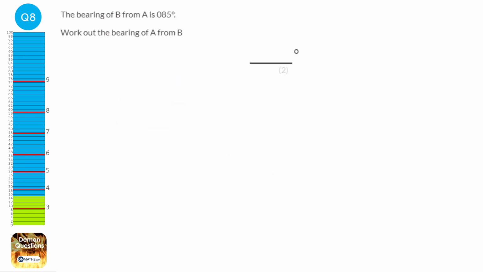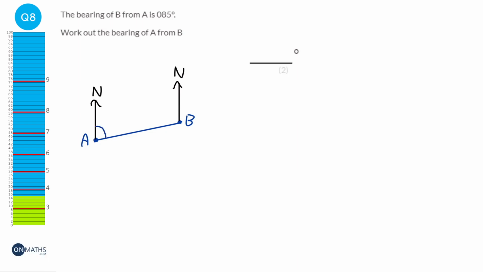So I'm going to start off just with a quick sketch, and we know that the bearing of B from A is 85 degrees. So we're going to have A here and B here. And let's just draw a line between them, and let's do both our north lines. And so we know that this angle here is 85 because it's the angle on the bearing of B from A, so it's 85 degrees. So now it says work out the bearing of A from B.